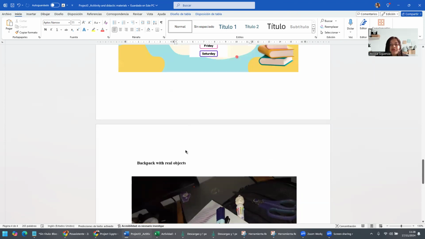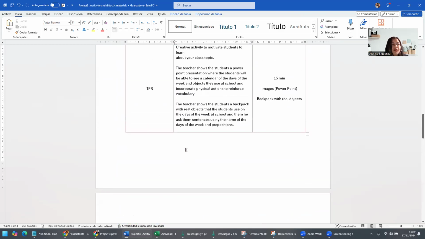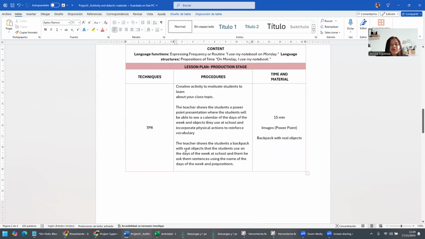And this is a part of the activity. The teacher shows the students the real-life objects. For example, we have this pencil, and the students will say, "I use this pencil on Monday. I use this pencil on Saturday," for example, and also, I use the computer on Sunday, because maybe on Sunday they use the computer to do their homework.